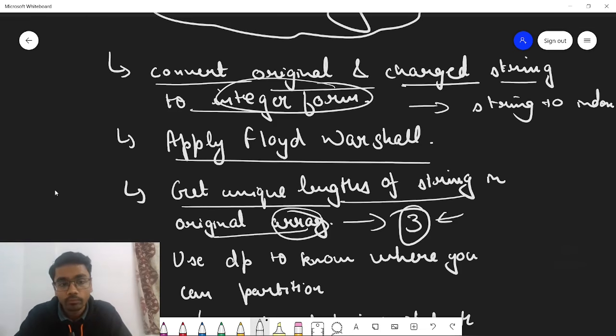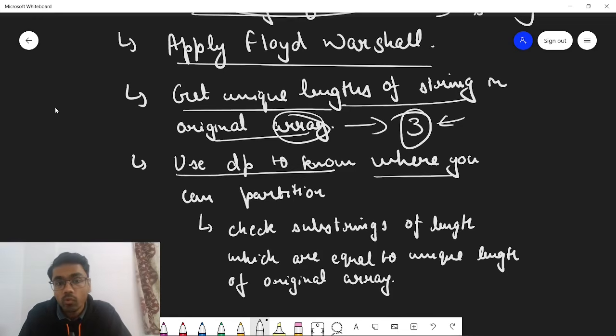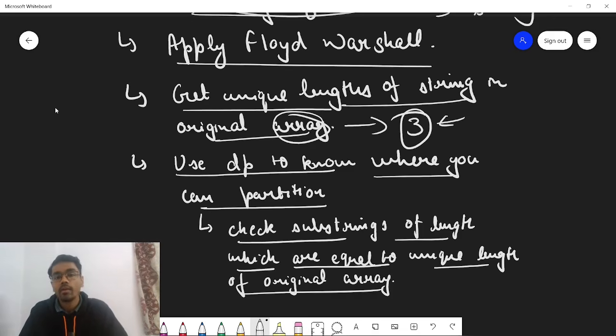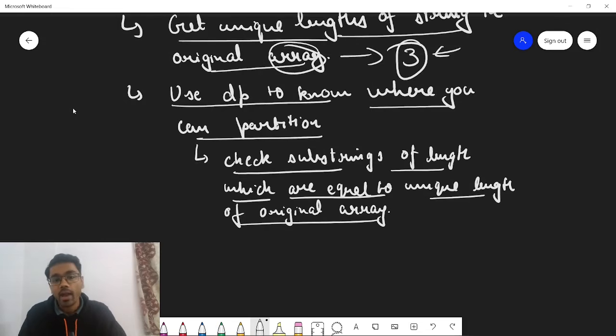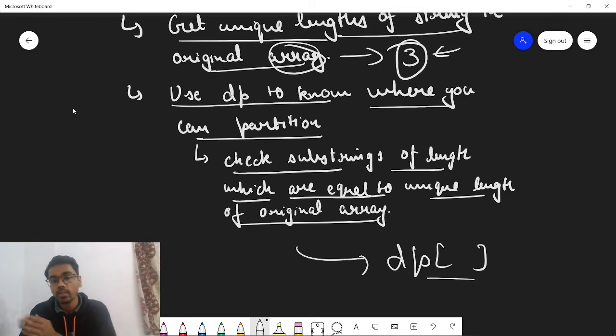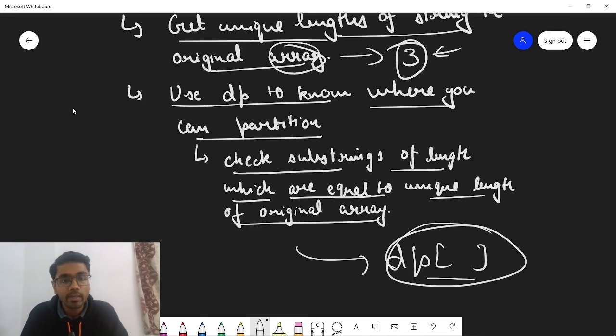Then what will we do? We will use dp to know where you can partition. So check all substrings whose length is equal to a unique length of the original array. To decide where to partition, which substring to choose, we will choose only substrings of a unique length in the original array. So we will check each and every substring, and this will go on and fill our DP array. This will keep on going for each and every index i. For each index i, we will try every possible substring and fill this DP array. So this is how we'll get the answer.